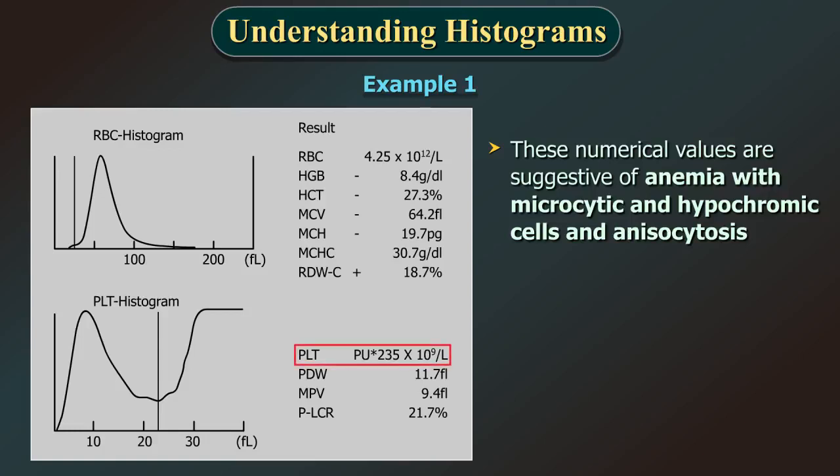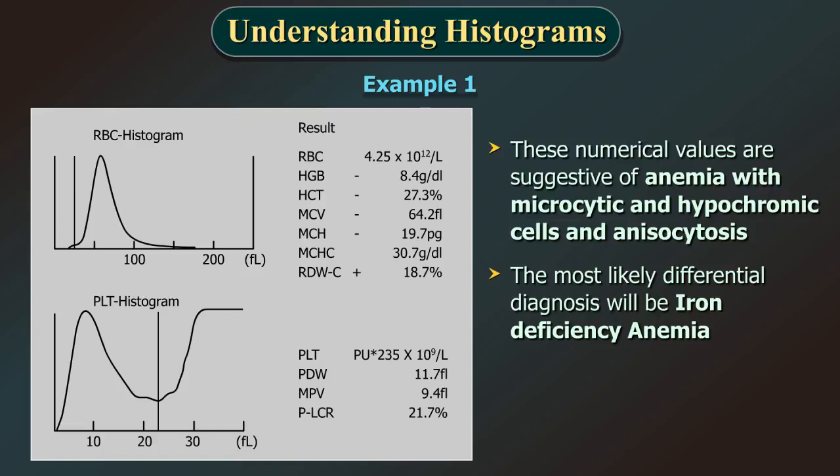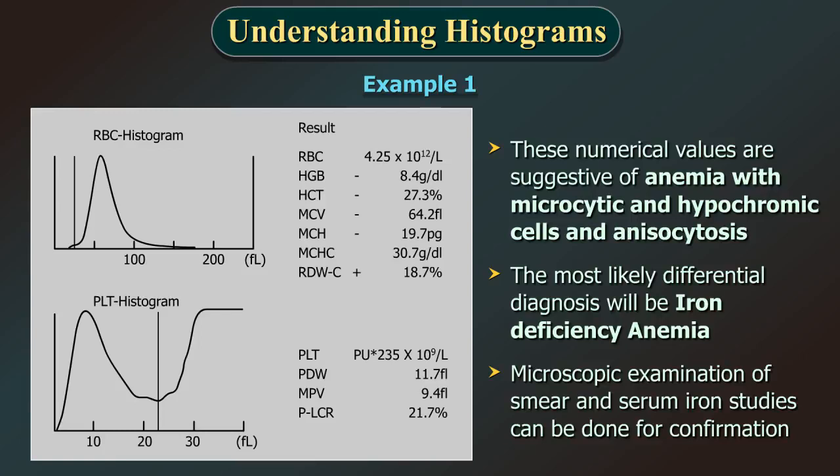The platelet count is showing the flag of PU, that is upper discriminator flag, probably due to the microcytic RBCs interfering with the platelets at the upper discriminator. So it should be examined on smear. The most likely differential diagnosis will be iron deficiency anemia. Microscopic examination of a smear and serum iron studies can be done to confirm the diagnosis.